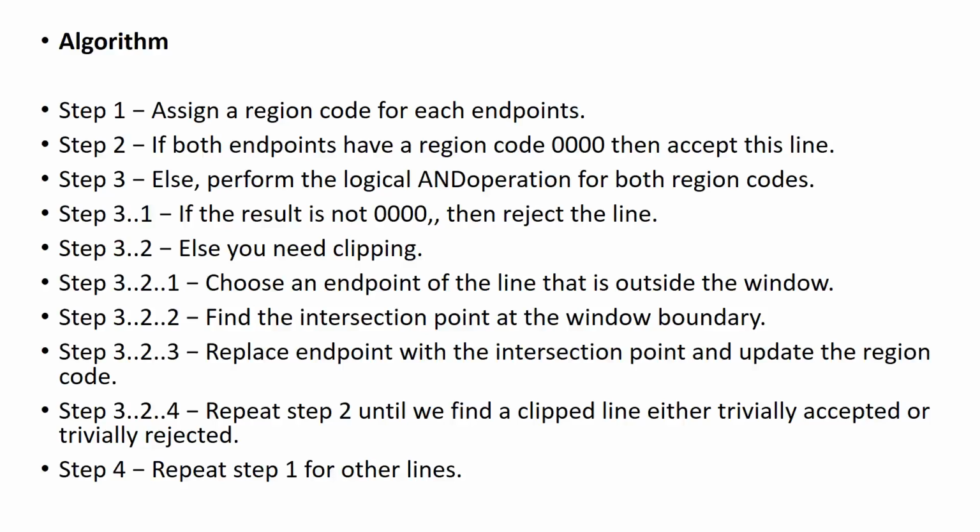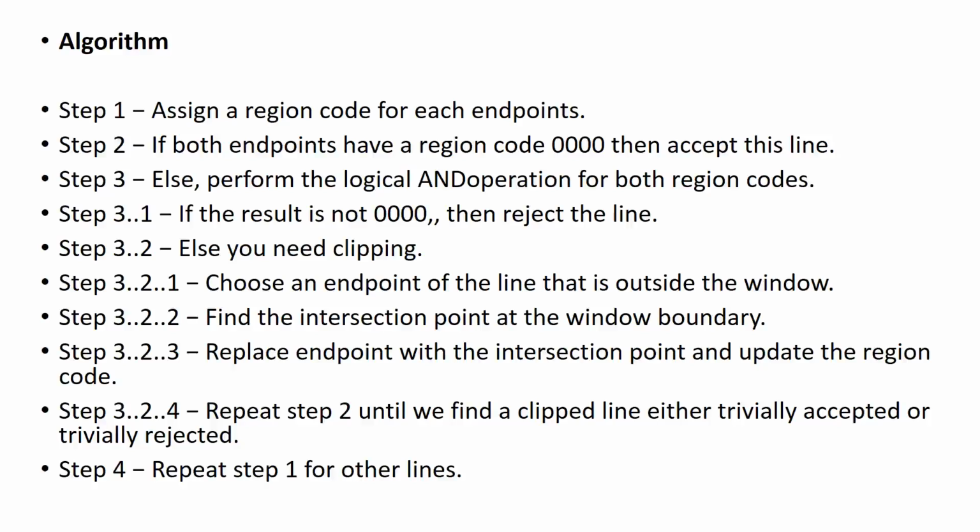The third step is, else, perform the logical AND operation on both region codes. That means one endpoint has a 4-bit region code which is not 0000, and the second endpoint also has a region code which is not 0000. Then we take the logical AND of the two, and if the result is not 4 zeros, then reject that line. Why? Because this line is completely outside the window.